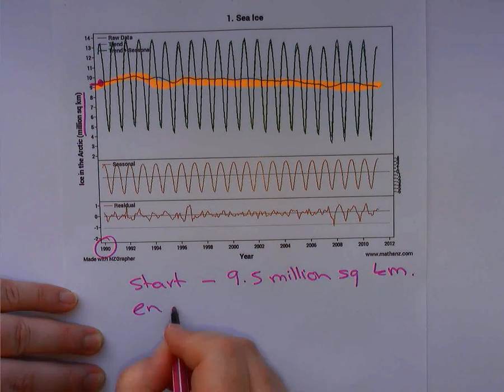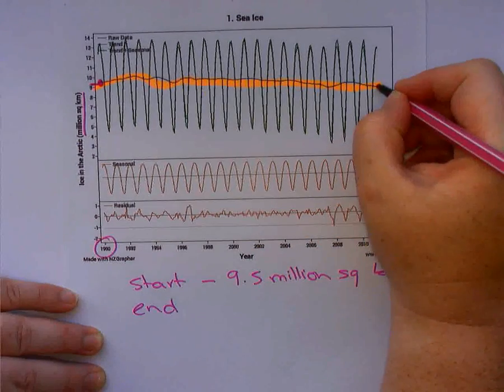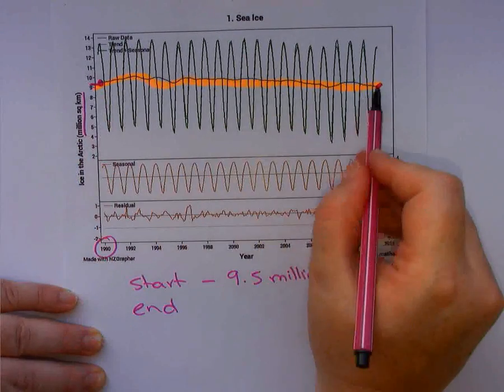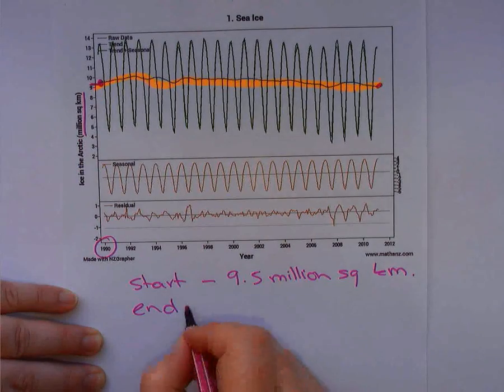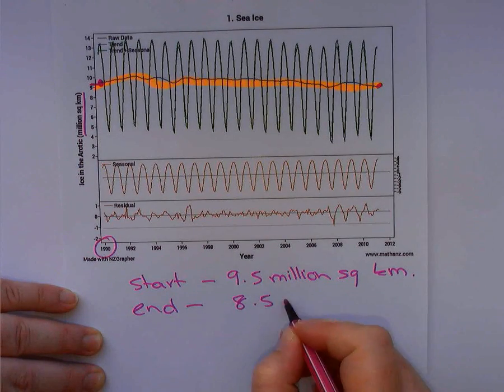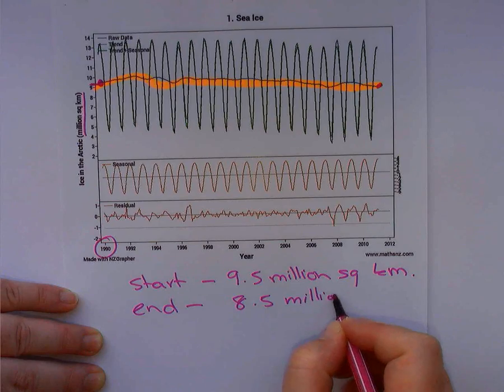Then I'm going to find my ending point. So that's my point down here at the end. And if I track that one along, that's going to be around about, I'm going to say, 8.5 million square kilometres.